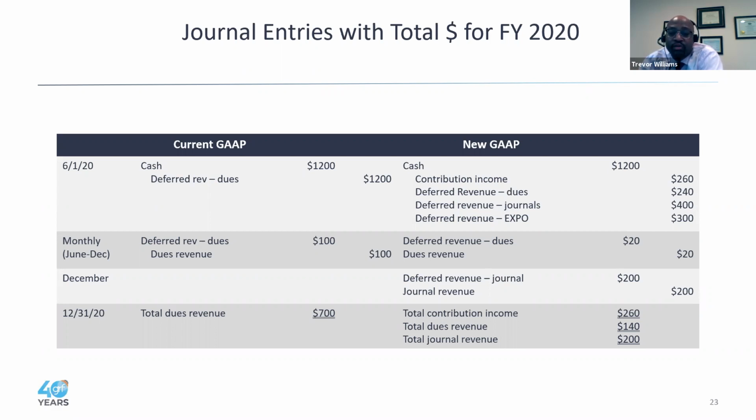And at 12/31 of 2020, you'll see we have total contribution income of $260. Again, that was recognized upon receipt of the cash. We have dues revenue of $140. And again, that's the 7 months at $20 per month, and the total journal revenue of $200.